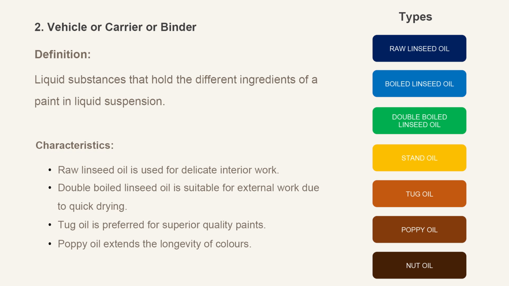So, after linseed oil, we have the tung oil. Tung oil is used for preparing high quality paints. It provides a tough, durable finish and is great for surfaces that need extra protection. Third, we have poppy oil. Poppy oil is ideal for interior work. It helps colors last longer, making your paint job look fresh and vibrant for a long time. And lastly, we have nut oil. Used less frequently, nut oil can also serve as a vehicle in paint.